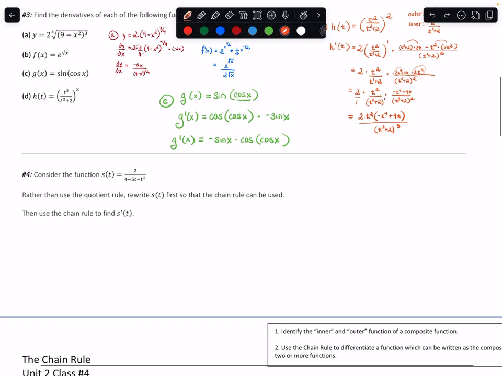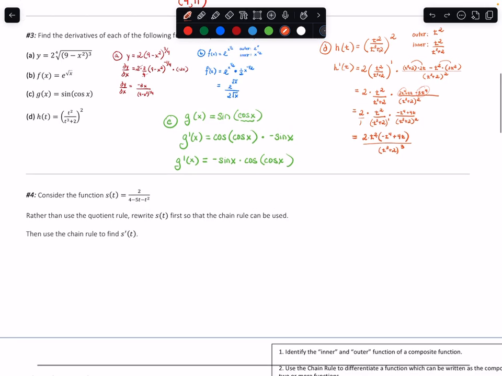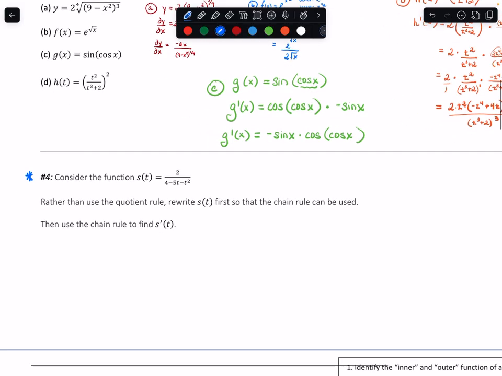Before we look at some AP style business here, I want to take a look at a situation like number 4. I find this is one of the situations that get students into a bit of hot water, and hot water just means they get the wrong answer because they're trying to do too much with these rules too early on, I think. So notice with this function in 4, s of t, it is a quotient. However, the numerator is a constant.